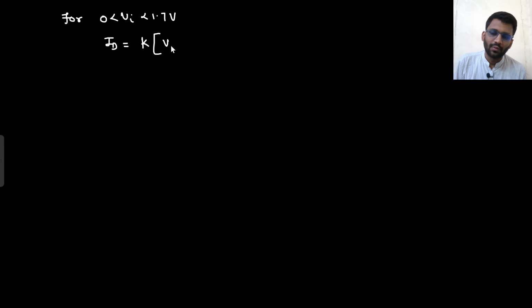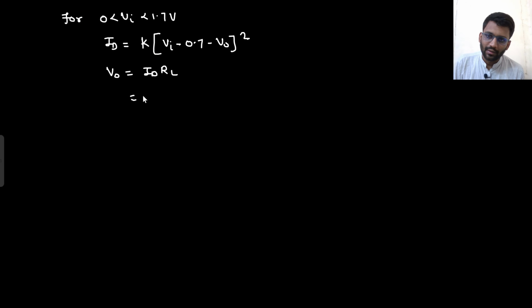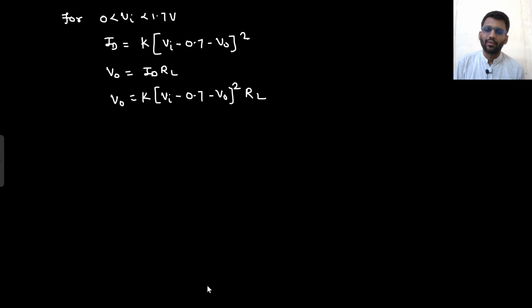So K into (V in minus 0.7 minus V naught) whole square. So what will be your V naught? V naught would be ID into RL. So K into (V in minus 0.7 minus V naught) whole square into RL. So this will be your V naught value.